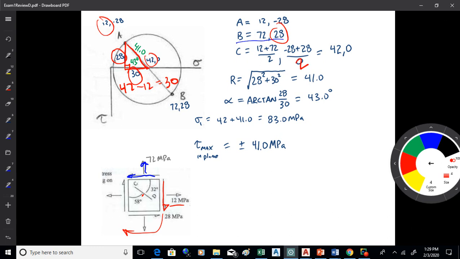Okay. Then I can get the radius, because that's a right triangle. So the radius is the hypotenuse of the triangle. It's the square root of the sum of the squares. It's 41. And then I can find the alpha angle there by taking an arctan of 28 over 30. It's 43 degrees. So we good with that? Okay, that's the setup on the triangle.